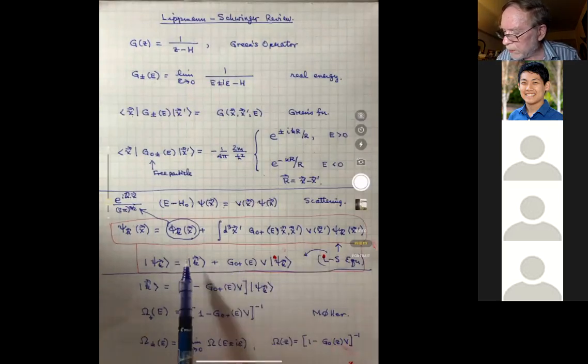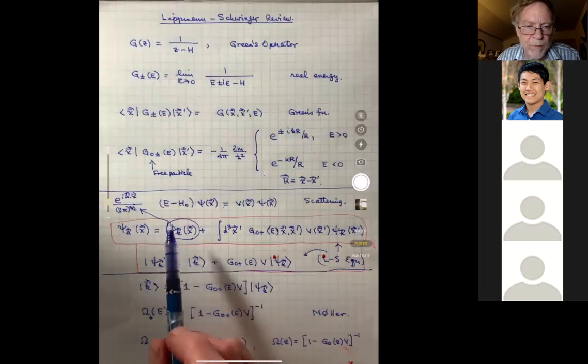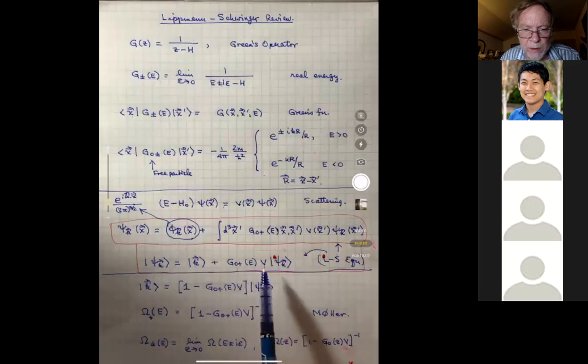what I tried to circle here in red is the Lippmann-Schwinger equation written in Ket language. Here's the exact solution psi sub k. Here's the plane wave free particle solution, just indicated simply by k, rather phi sub k, and k here mean the same thing. They're the free particle solutions, wave vector k. And here's the Green's operator, here's the potential, and here's the exact wave function. And either of these two things are the Lippmann-Schwinger equation.